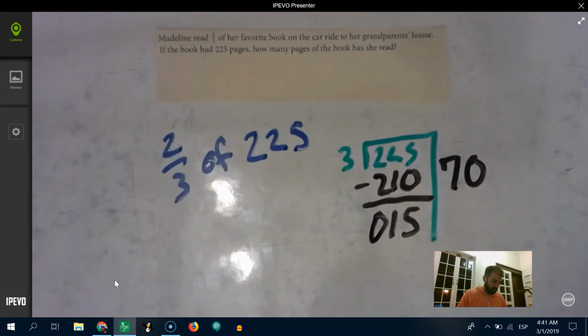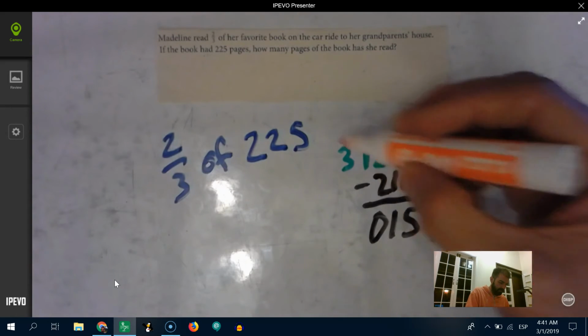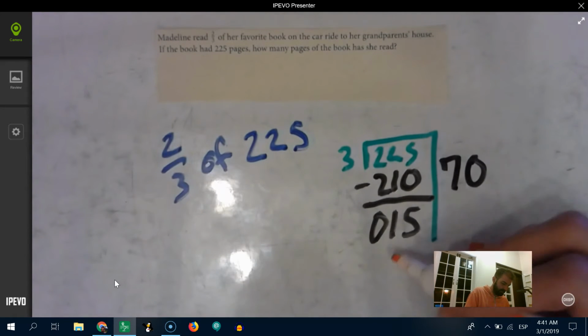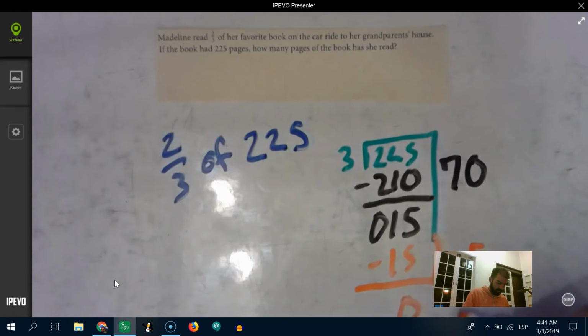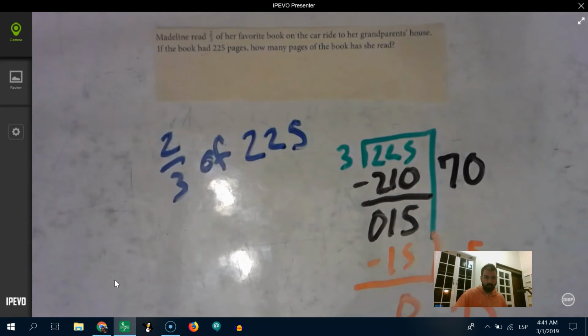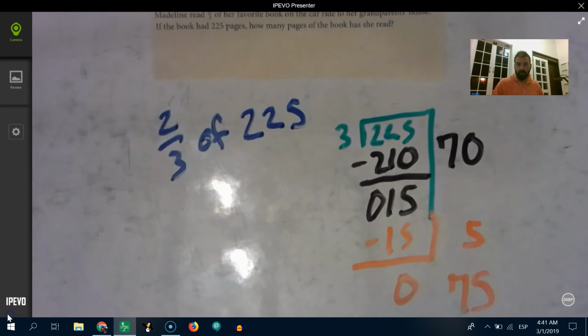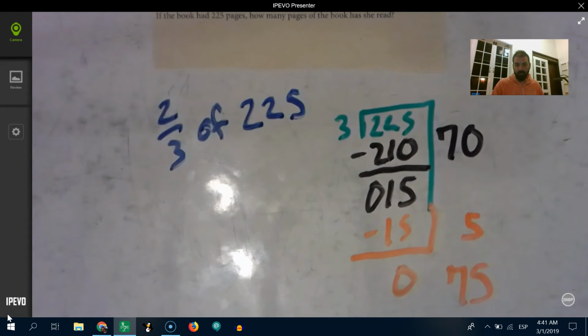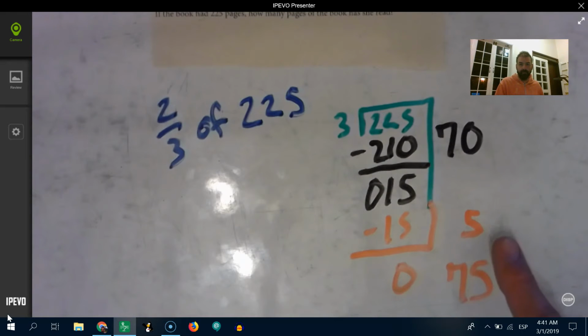And I know right there that 3 times 5 is going to give me 15, so that means 1/3. Oh, sorry about that. I had to move myself. So 1/3 of 225, divide it in 3, is 75.